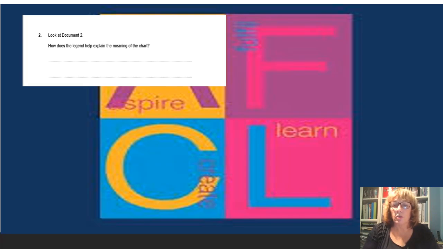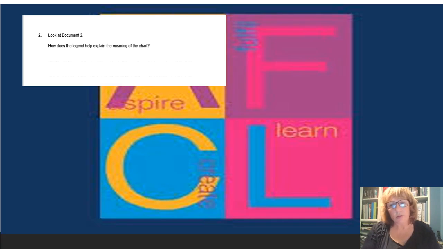So for question 2, we're reminded that we need to always, throughout the examination, be aware of which document we need to be looking at. And for question 2, we're looking at document 2. When I read the question, how does the legend help explain the meaning of the chart?